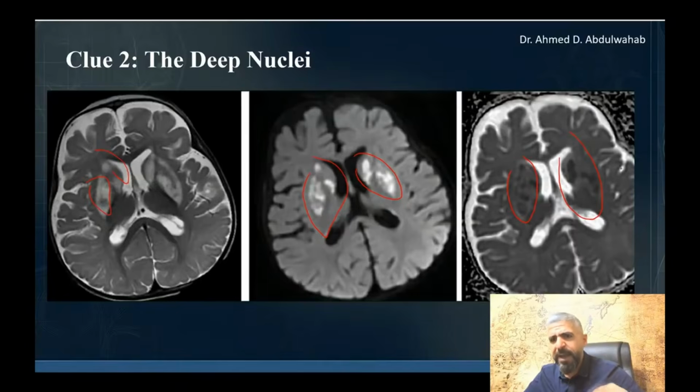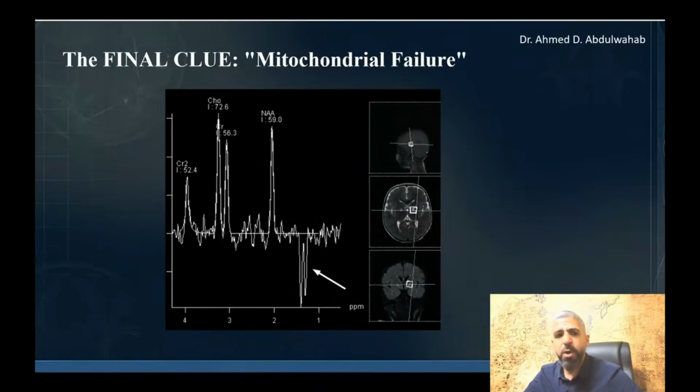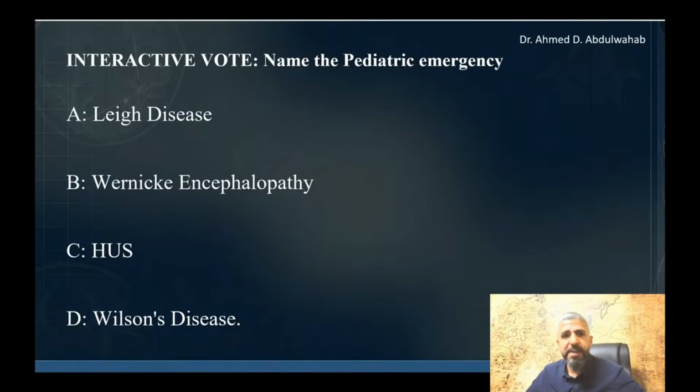Now, let's go to the final clue, the mitochondrial failure. We did an MR spectroscopy. See that giant upside down peak? This one? It's a lactate peak. This means the brain's mitochondrial batteries have failed. Symmetrical deep nuclei plus lactate peak. This pediatric emergency has a famous name. Name the pediatric emergency. Is it Leigh disease, Wernicke encephalopathy? Is it hemolytic uremic syndrome or Wilson disease?